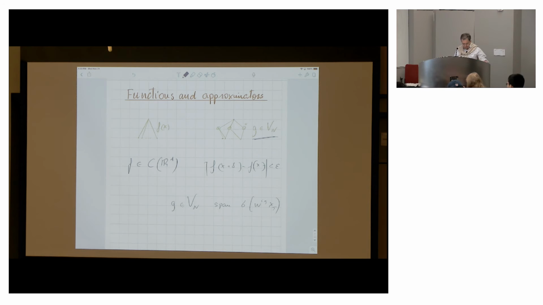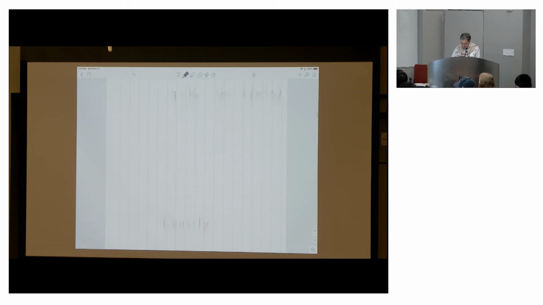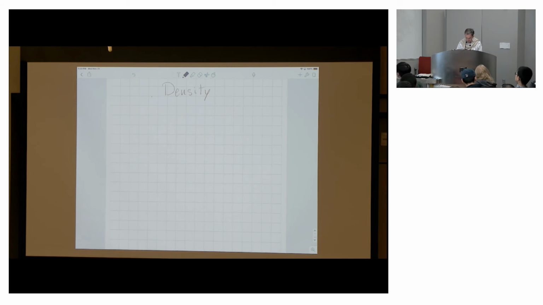Now, so this is function and approximator. The next very simple notion is the one of density. So I say that if I have a function, say any function that is continuous in the variables, and now I consider a compact set K in R^D.